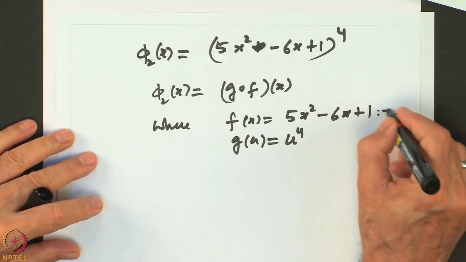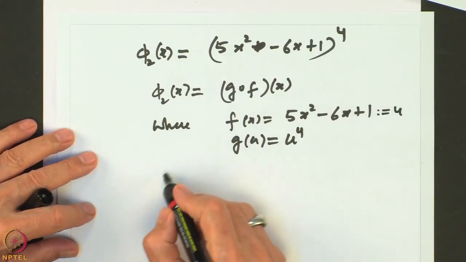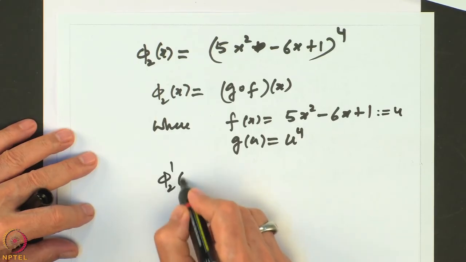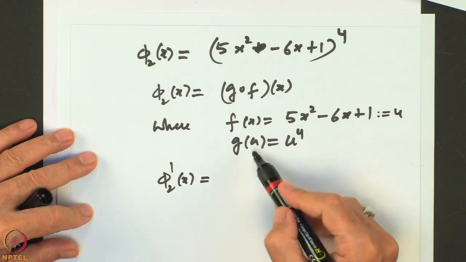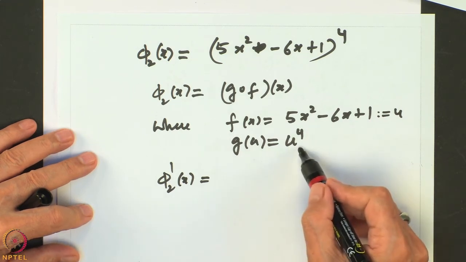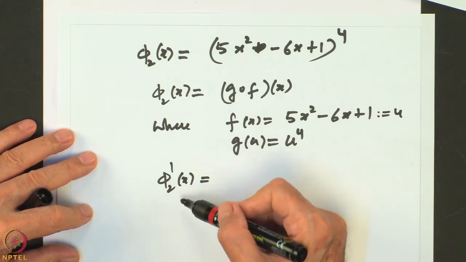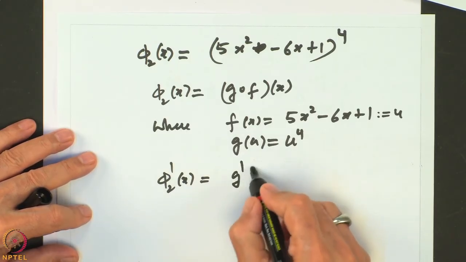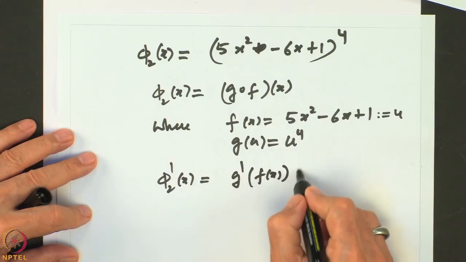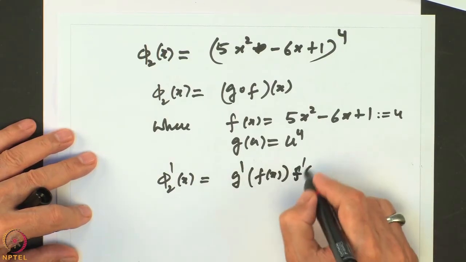So this is my u. Once we do that, what is the derivative of phi 2? f is differentiable as a function of x, g is differentiable as a function of u. So by chain rule, phi 2 is differentiable as a function of x, and this is given by g dash of f of x into f dash of x.